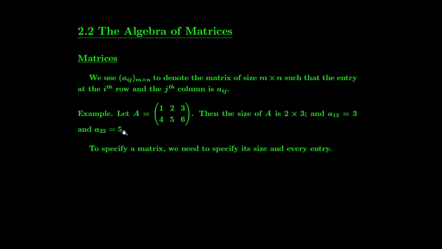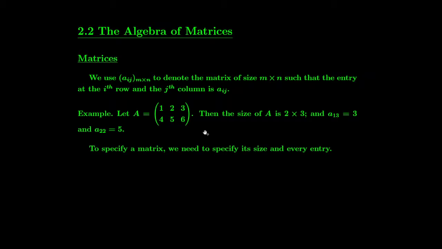Likewise, A22 is 5. A22 is the number located in the second row, the second column. Now I want you to write something in the chat. What is A23? I'm looking for the number A23. Tell me what is A23, please. Yeah, 6 is A23, right? A23 is the number located in the second row, the third column. It's 6. I think you guys got it.